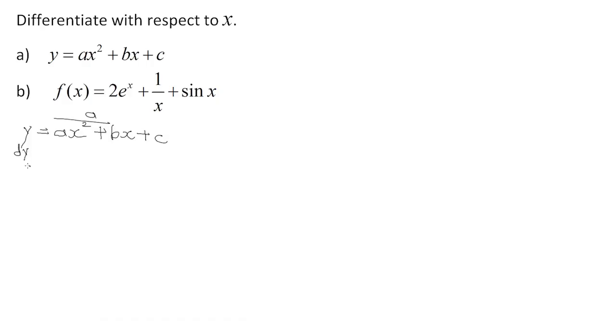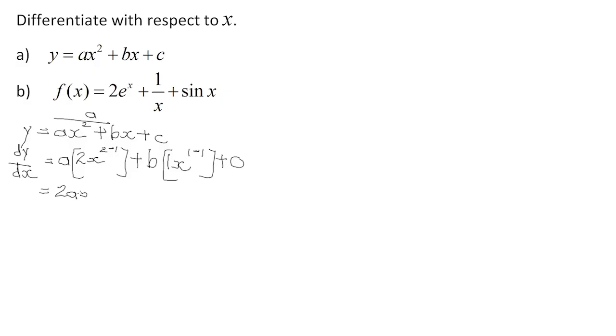dy/dx is equal to a, and then exponent x exponent minus 1, right? Plus b. Remember, if there's nothing there, it is regarded as exponent 1. So 1x to the power 1 minus 1. Plus, obviously, c, there's no x, the derivative is 0 because that is regarded as a constant. And now you're just going to simplify.